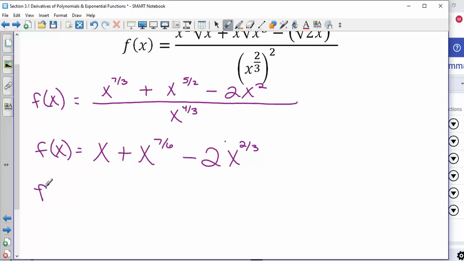Now for my derivative. So notice I'm labeling this as f prime. I don't just have a string of this equals this equals this. I'm trying to label my work. Label when you do your derivative.